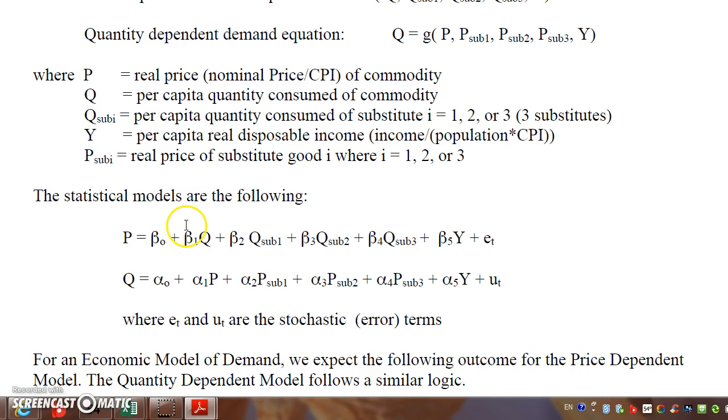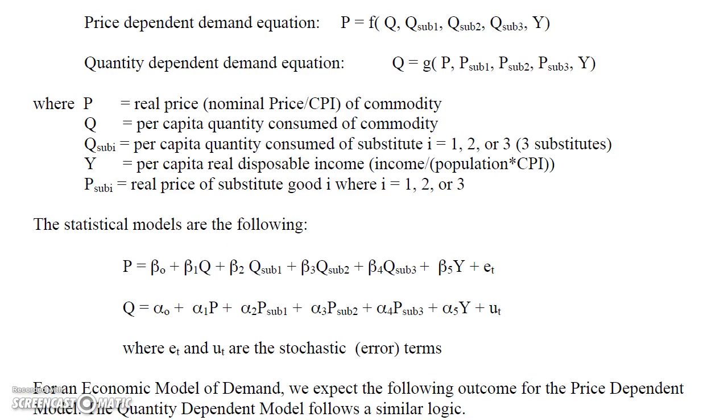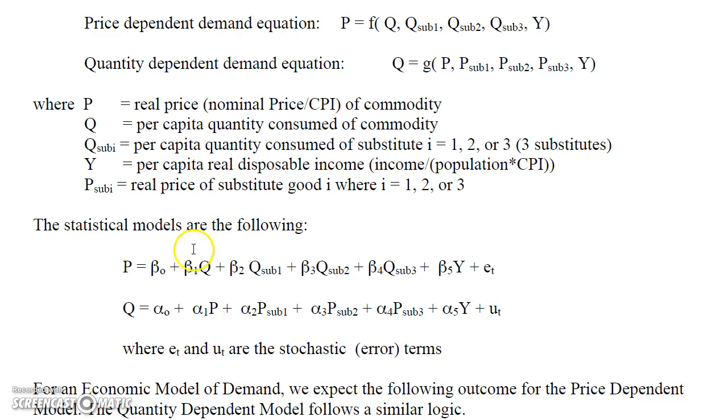The statistical model that I use to estimate my price-dependent equation is listed in here. P is my real price of chicken on the left-hand side, and my beta 0 is my intercept. My beta 1 is my coefficient for my per capita consumption of chicken. My beta 2 is my estimated coefficient for my per capita consumption of pork variable, and my beta 3 is the coefficient for the per capita consumption of turkey variable, and my beta 4 is my coefficient for my per capita consumption of beef. And my beta 5 is my coefficient for my real income estimation.